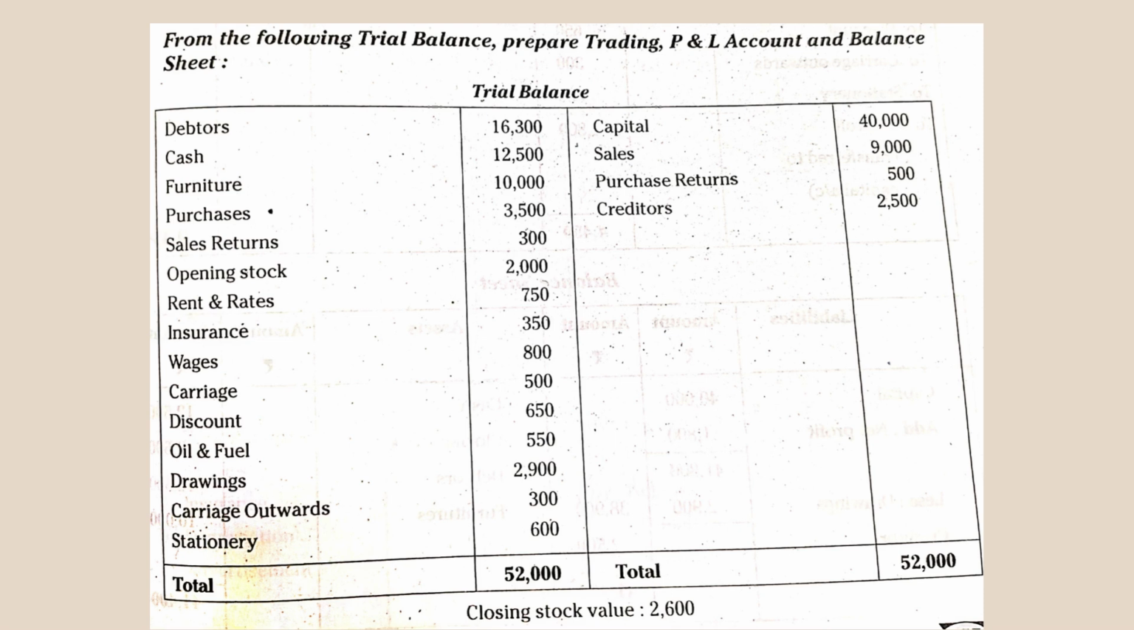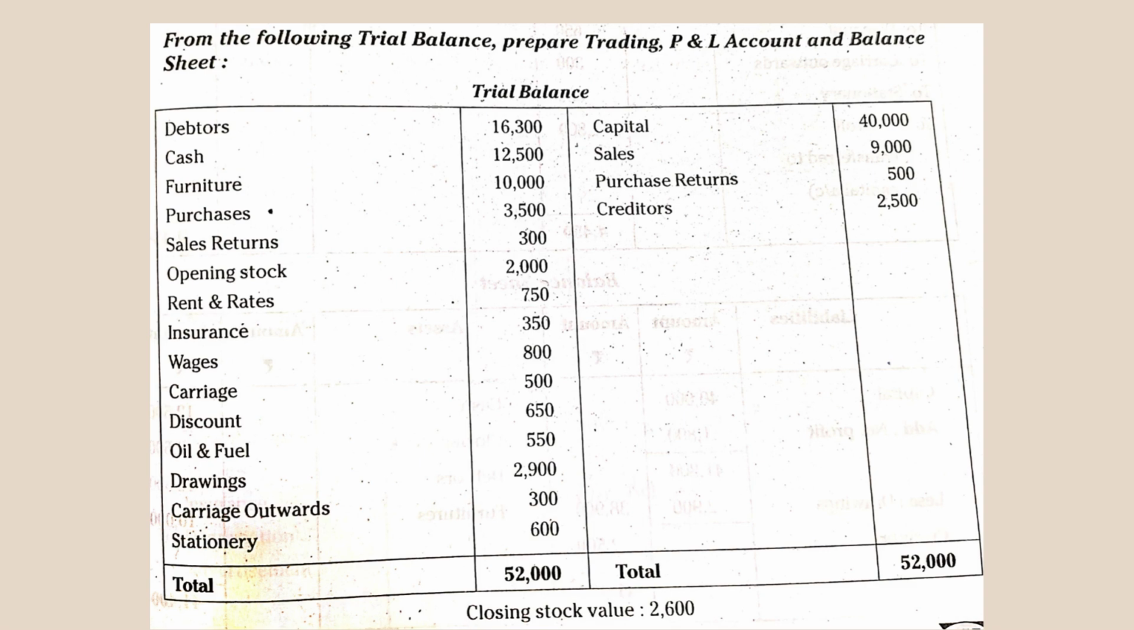From the following trial balance, prepare trading account, profit and loss account and balance sheet. They have given you a trial balance, and only one adjustment, which is closing stock worth 2600. Now you need to go through this trial balance and identify the transactions. You need to identify which item belongs to trading account, P&L account or balance sheet. Please take a screenshot or write this question in your book for clear understanding.